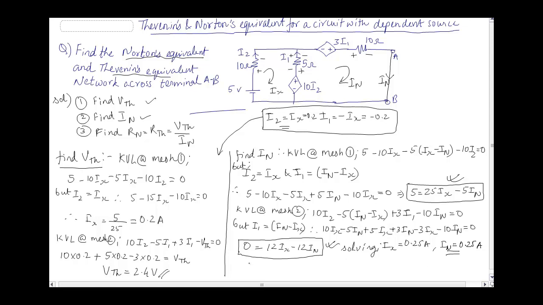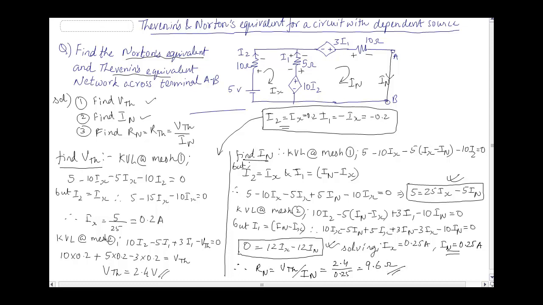So I found out In, already I have found out VTH. So now I need to find out what? I need to find out R. Therefore the third step, so this was find In, so therefore Rn is equal to Vth divided by In, which comes out to be Vth is 2.4, this is 0.25, which basically comes to 9.6 ohms. So that is your Rn.